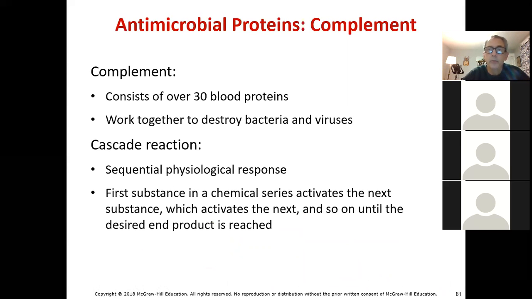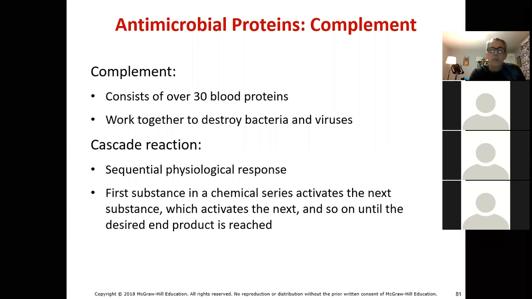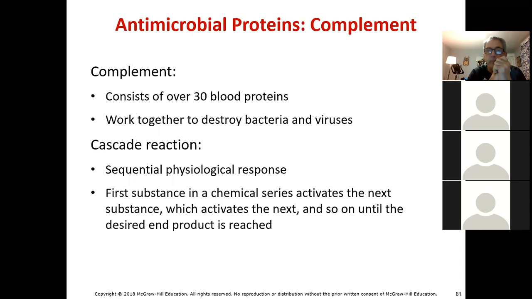Now, another antimicrobial protein is made by the liver. We used to say there were 9 complement proteins. We now think there are about 30 of them. This whole series of complement proteins work together to destroy bacteria and viruses by a cascade reaction. Once one complement gets activated, it stimulates another one, and results in various responses. So we call this a cascade reaction.